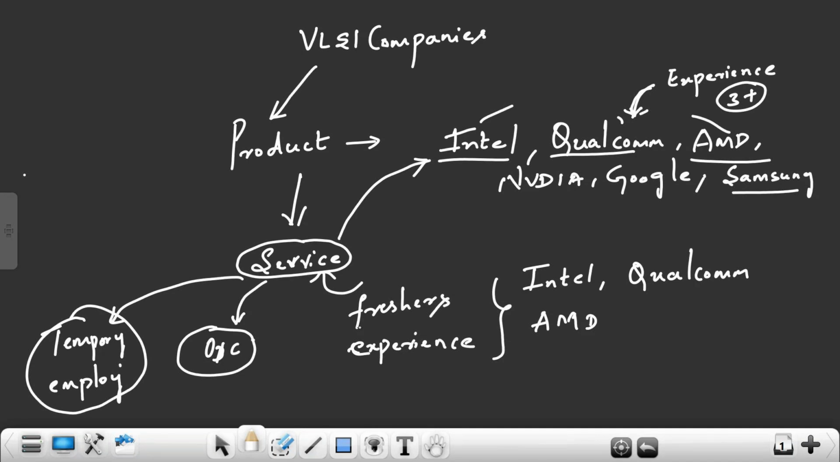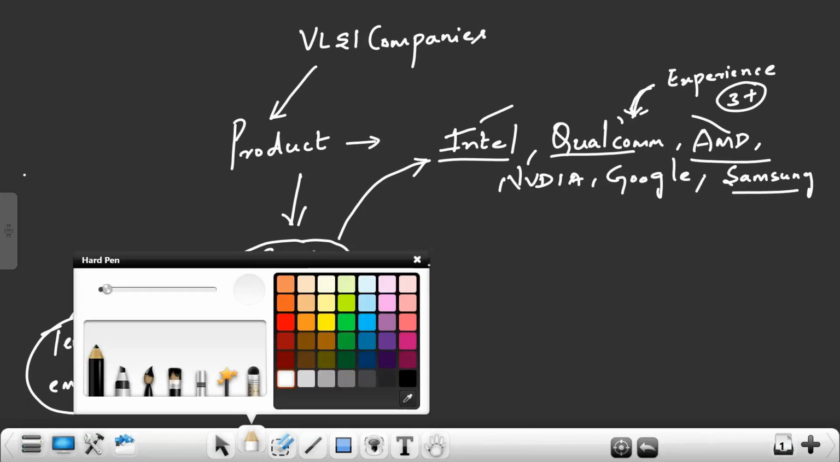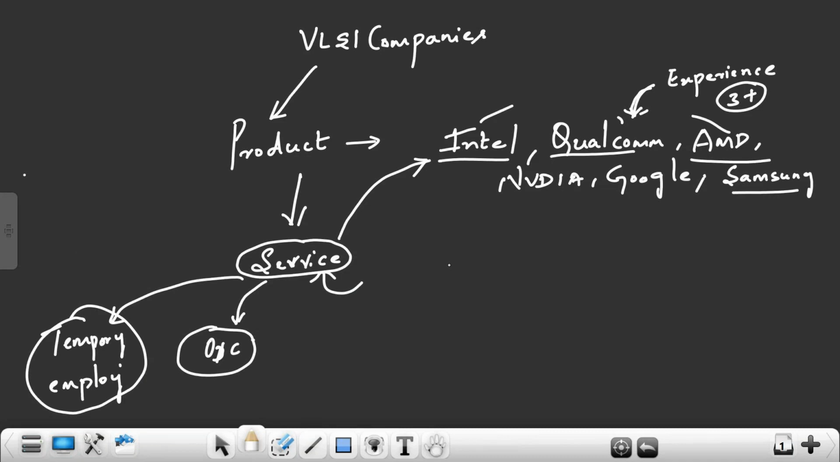There are service-based companies. For example, first service-based companies. I'll give an example, as I cannot name the companies. There is a company called Bitsilica. You assume, just as an example. These are the first service-based companies. See, product-based companies will hire the candidates from service-based companies. These service-based companies should have good infrastructure.